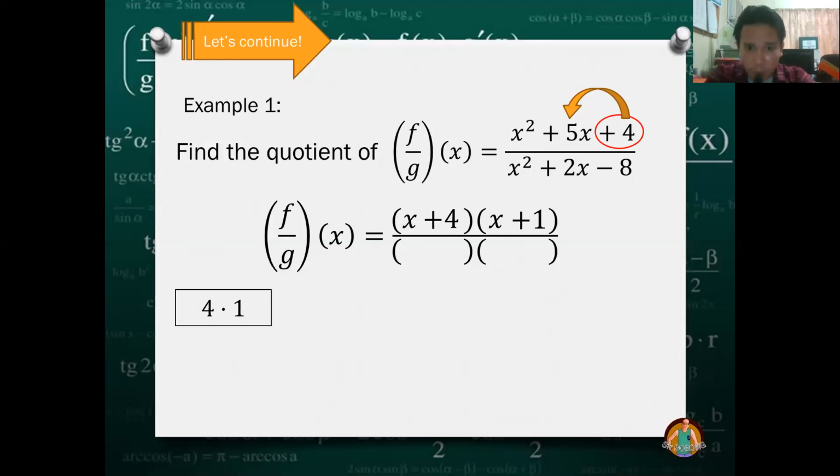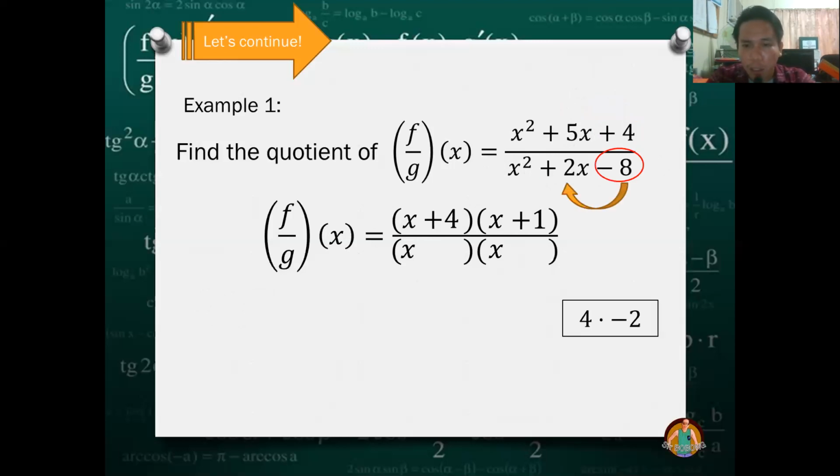Okay, so next, let's factor our denominator. X squared, of course, x and x. Factor of our negative 8 with respect to our middle term, that is 2. Factors of negative 8 na kapag kinumbine, ang sagot is positive 2. Is it 4 times negative 2 or negative 4 times negative 2? Of course, that is 4 and negative 2. Kasi yung sign ng 2 natin sa middle term is positive.